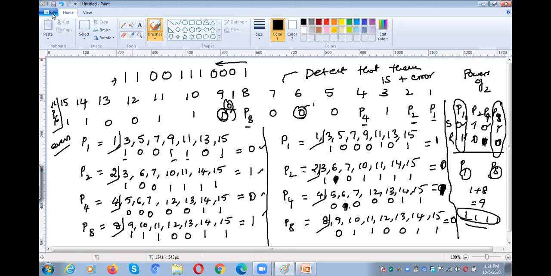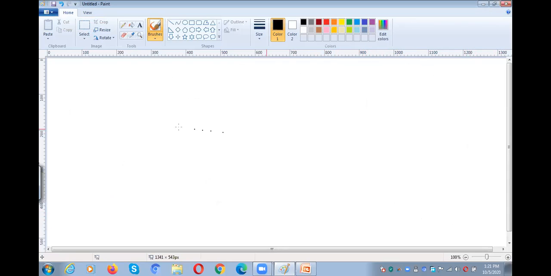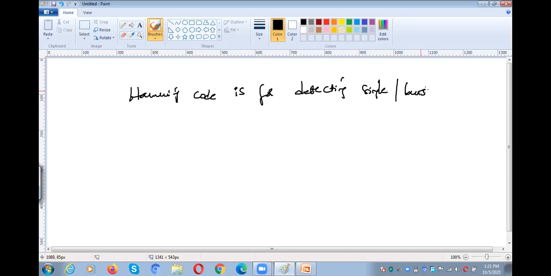That means Hamming code is for detecting single or burst error. It may be a single error or it may be a burst error. It can detect the error, but it can only correct single bit errors. That is about Hamming code. Okay.